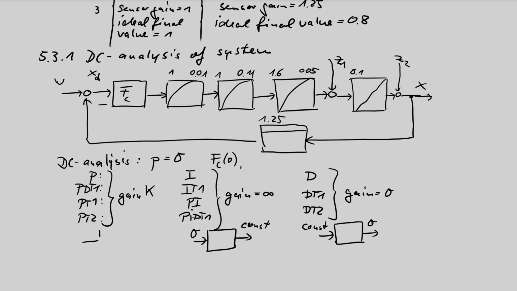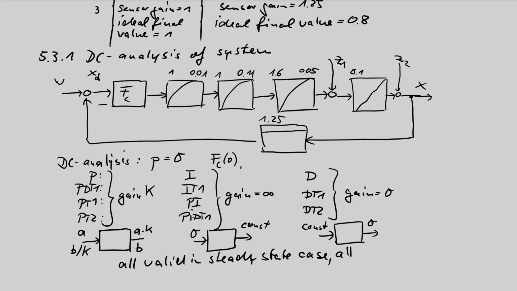And here we can say, okay, if we have a P or a PD or PT1 or PT2 block with gain K, then constant value input A gives the output A times K. Or if we have a constant output B, we know input is B divided by K. Now that is the information, all valid in steady state case. All values constant.